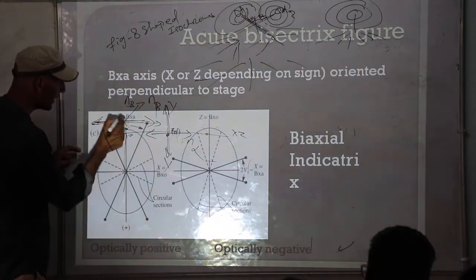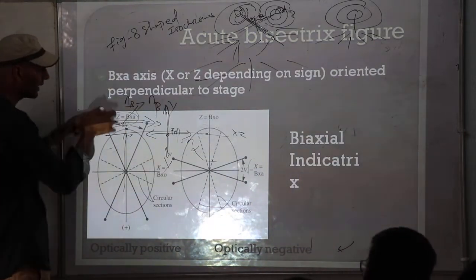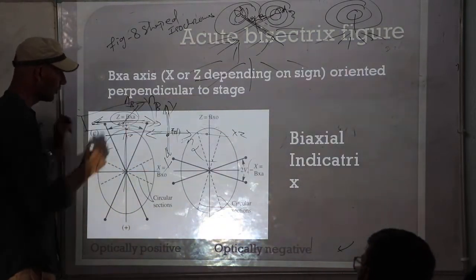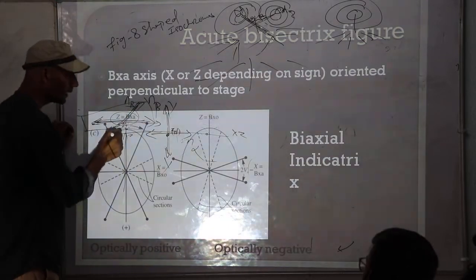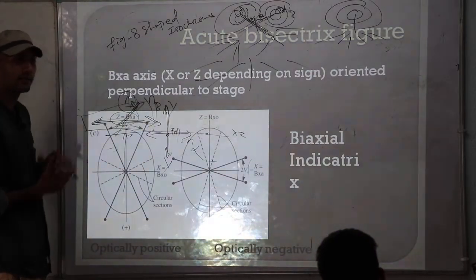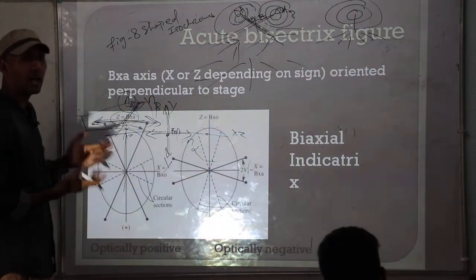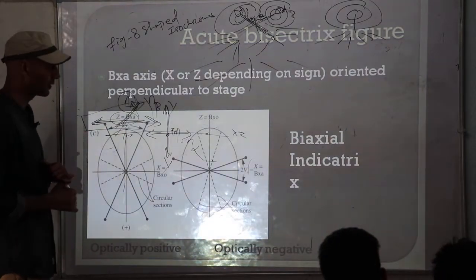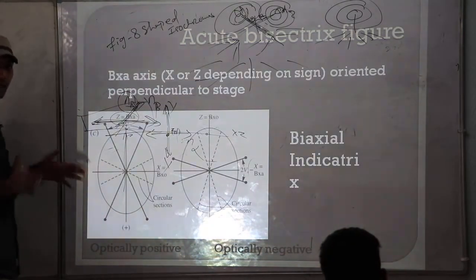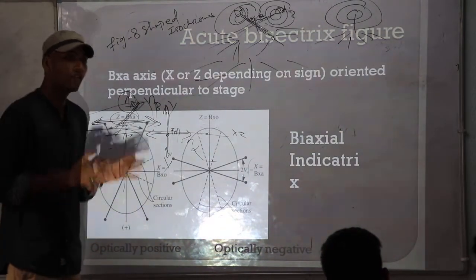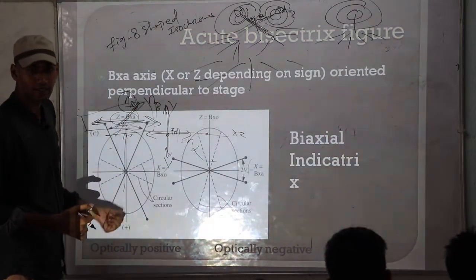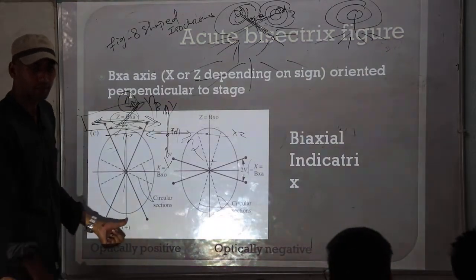Got that? If the acute bisectrix is Z, we are taking an acute bisectrix figure, that means we are taking a section like this. So one of them will be vibrating perpendicular to the optic plane, that is N beta. One of them will vibrate parallel to the optic plane, that is N alpha, because we are taking Z as acute bisectrix. If X is the acute bisectrix, that vibration will be N gamma, that is Z vibration. You have to find out whether that is X or Z. If you know that the acute bisectrix is X or Z, you know the mineral is positive or negative.